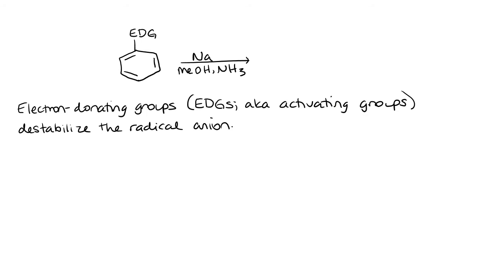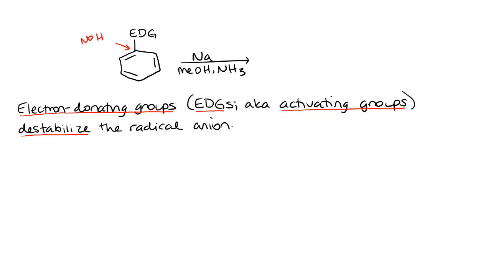Now, if the benzene undergoing the Birch reduction already contains a substituent attached to it, it can influence the type of product that we form as a result. So if the group attached is an electron donating group, now electron donating groups are abbreviated EDGs, and they're also known as activating groups. And we're going to see this term a lot in the next chapter. Now, these electron donating groups actually destabilize the radical anion. So what that means is the carbon connected to the electron donating group cannot be reduced. We cannot get an H.